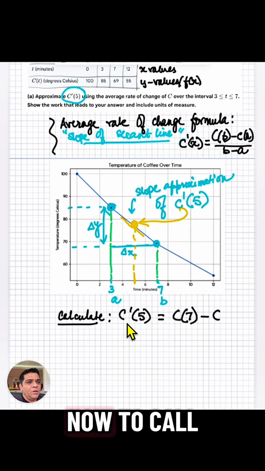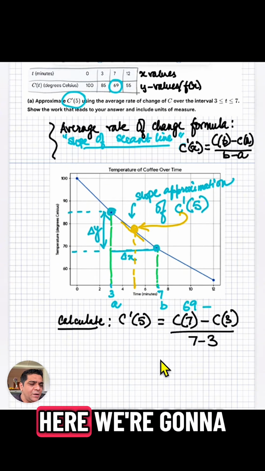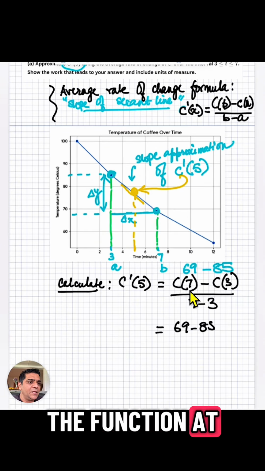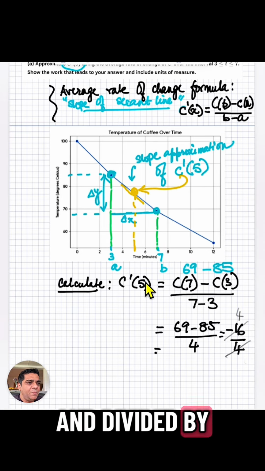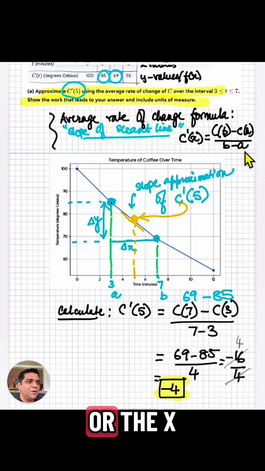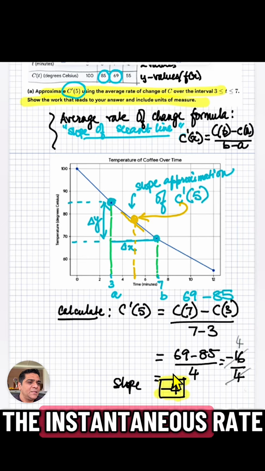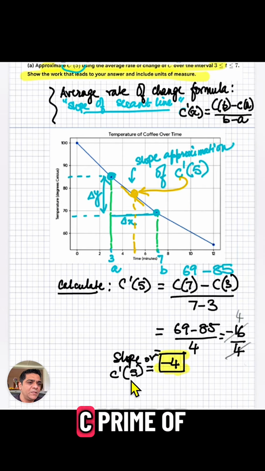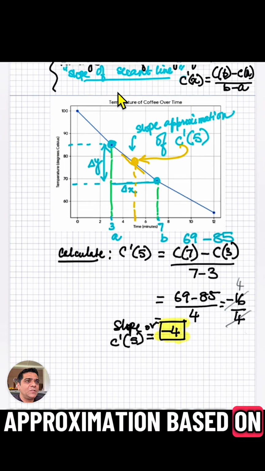So in order to calculate C prime of 5, which is the instantaneous rate of change here, we're going to plug in the numbers. The function at 7 is 69, minus the function at 3, which is 85, divided by 7 minus 3. That's the x2 minus x1, or B minus A. So essentially what we have received is that the instantaneous rate of change of the slope at C prime of 5 is -4. Okay, so that is a close approximation based on the average rate of change.